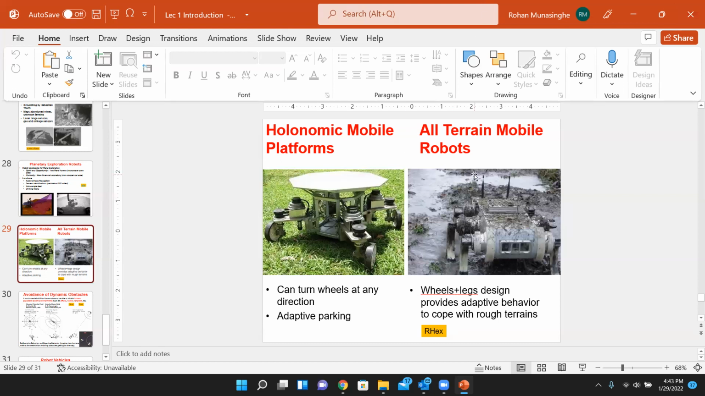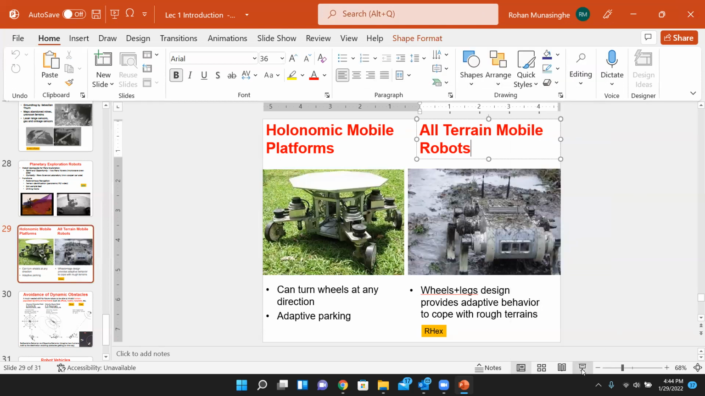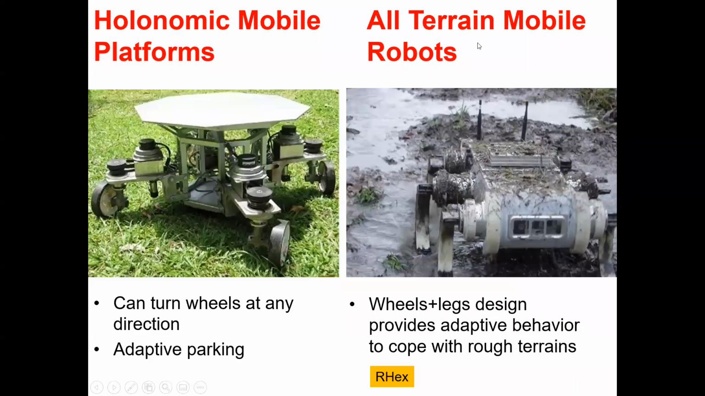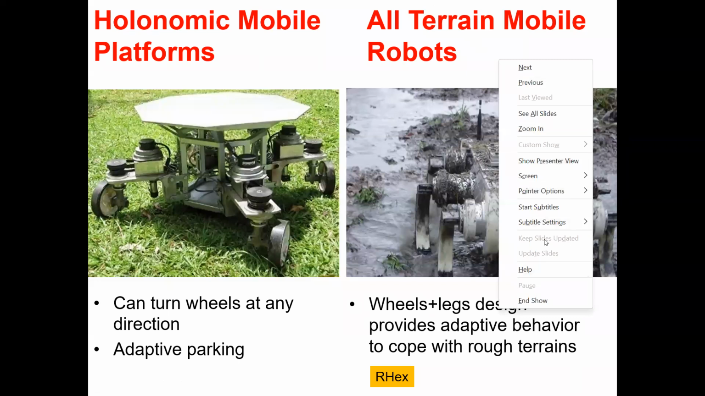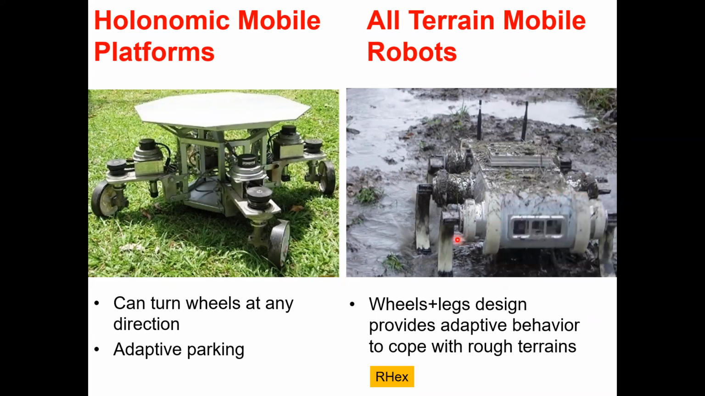Then on the right hand side, I think we saw this last time, the wheels and legs combination. Everybody knows about legs, right? Two legs, four legs, six legs, like that. And everybody knows about wheels also, right? Two wheels, three wheels, four wheels, five wheels, whatever number of wheels.